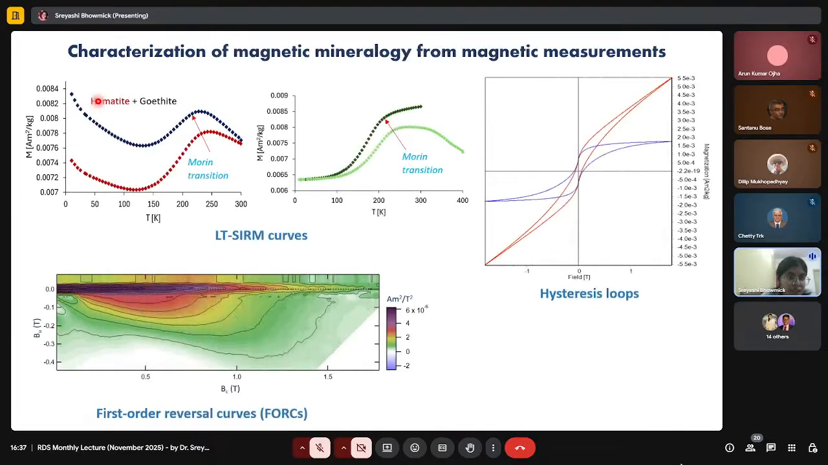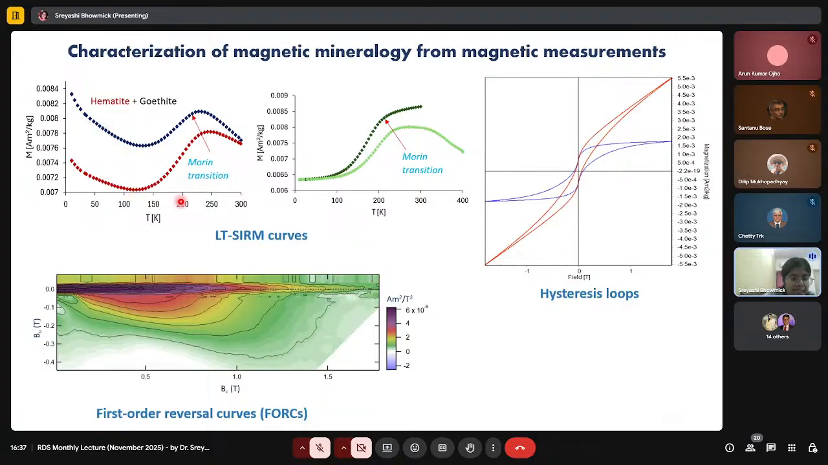Now, we intended to characterize the magnetic mineralogy, for which we perform some advanced magnetic measurements. For example, the low temperature SIRM curves, which I've already discussed. Now, here we could see something unique. As I already mentioned, we applied a stable magnetic field, then the field is zeroed out, and then we reduce the temperature starting from the room temperature up to 20 to 30 Kelvin.